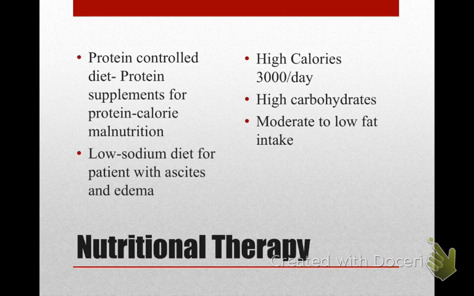Nutritional therapy is really important as well. They're going to need a protein-controlled diet. They might need protein supplements for protein and calorie malnutrition. Low sodium, we already talked about that. And high calories. They can have carbs, but they need mild to moderate low fat. So what would be a protein-controlled diet? Both are protein controlled.